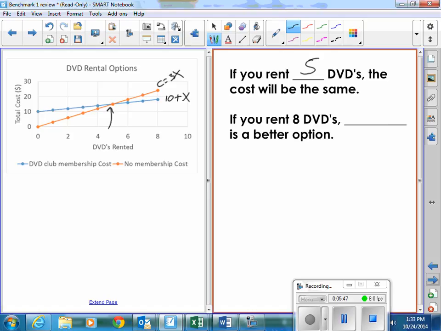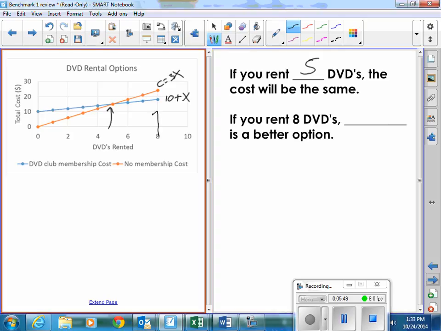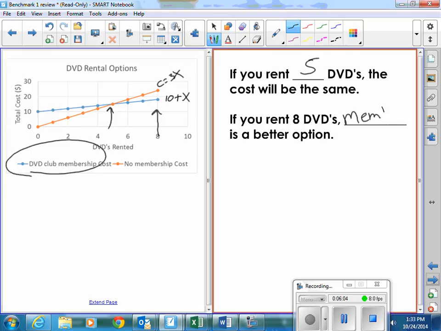If you rent 8 DVDs, which one is a better option? So better meaning lower cost. So that would be the one where we have a membership. So being a member would be a better option there if you're going to rent more than 5.